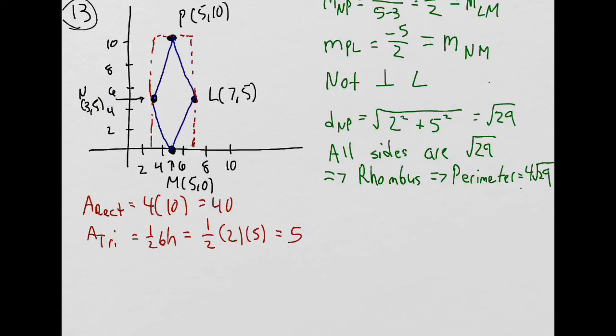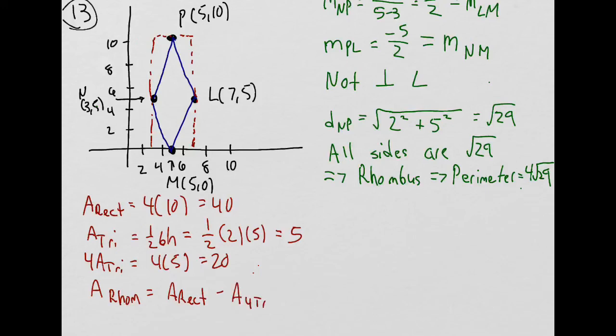Okay, but now we've got 4 triangles. The area of 4 triangles is equal to 4 times 5, which is 20. And so the area of the rhombus is the area of the rectangle minus the area of the 4 triangles, or 40 minus 20, or 20.